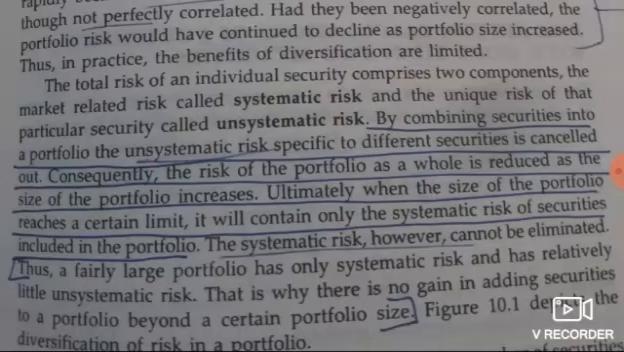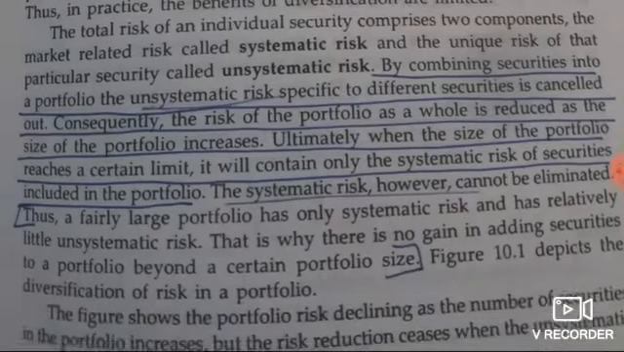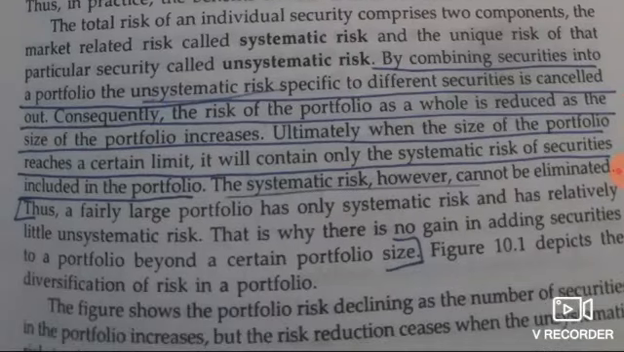So at a particular level, the risk will fall as we increase the securities, and when it reaches the level of systematic risk, the risk will become stable. It will not reduce further. Thus, a fairly large portfolio has only systematic risk and relatively little unsystematic risk. That is why there is no gain in adding securities to a portfolio beyond a certain portfolio size.